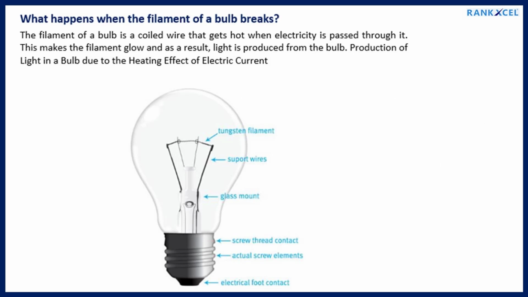What happens when the filament of a bulb breaks? The filament of a bulb is a coiled wire that gets hot when electricity is passed through it. This makes the filament glow, and as a result, light is produced from the bulb. Production of light in a bulb due to the heating effect of electric current.